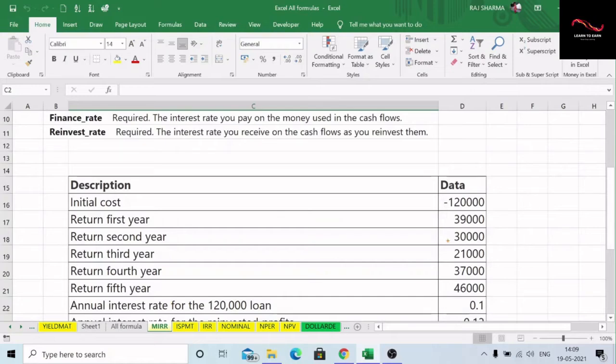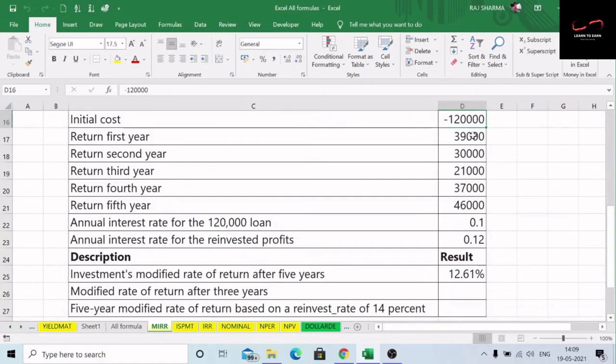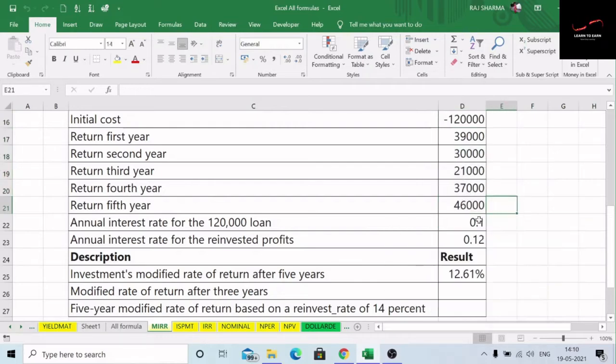Here is an example. Assume that initially you have invested in some asset or project and the initial cost of investment is 1,20,000. The first year return is 39,000, second year return is 30,000, third year return is 21,000, fourth year return is 37,000, and the fifth year return is 46,000. So like this, some returns are generated over a given period of time. You have initially invested 1,20,000 and it has generated a return of around 1,73,000 in the next 5 years.